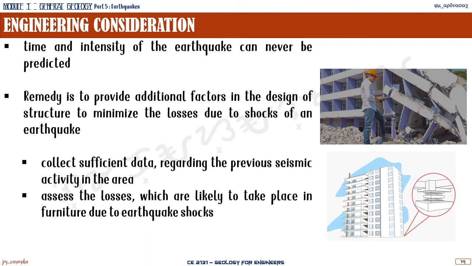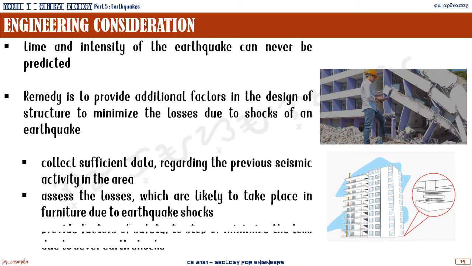So also, you have to assess the losses which are likely to take place in the furniture due to earthquake shocks. So since you have collected data that location A always experiences a 6 to 7 magnitude, then probably you have to design that the furniture in your structure would instead be built in instead of those movable furniture, which could again affect your design. So aside from that, you have to provide factors of safety in order to stop or minimize your losses due to severe earth shocks. Okay?